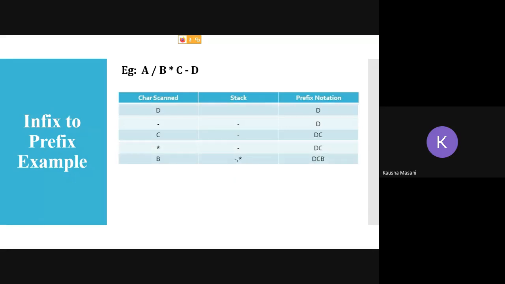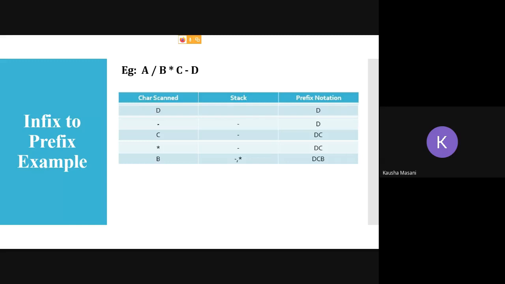Fine. In the next iteration, there will be star. Now I have to compare that at the top of my stack there is an operator, and the precedence of that operator, that is minus, is less than star. So I'm not going to pop out. Simply I'll go and add my star in the stack. Fine. So nothing to be done.